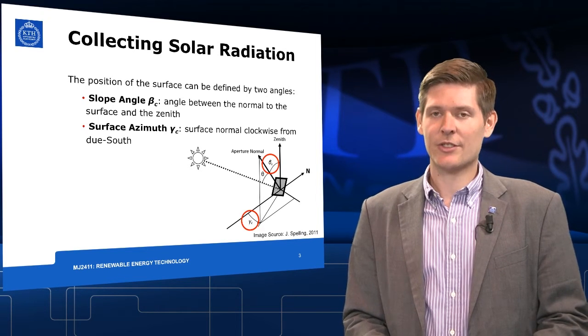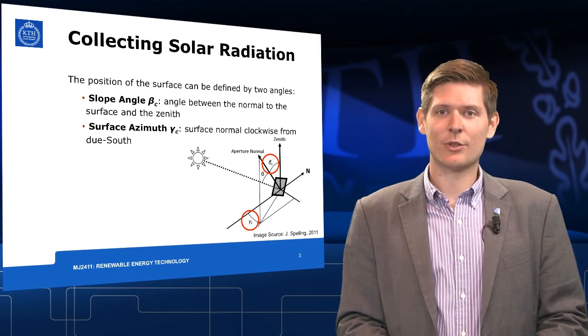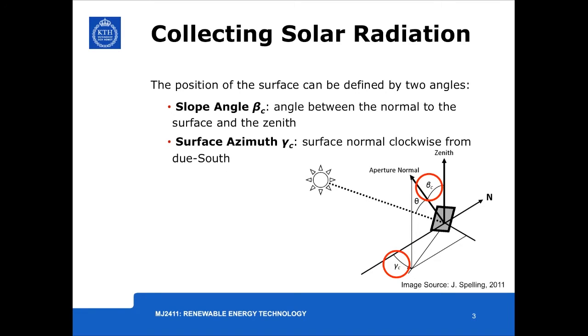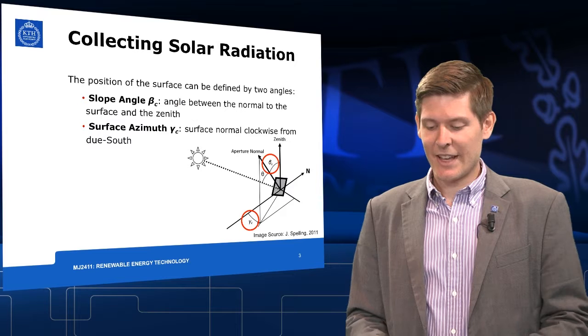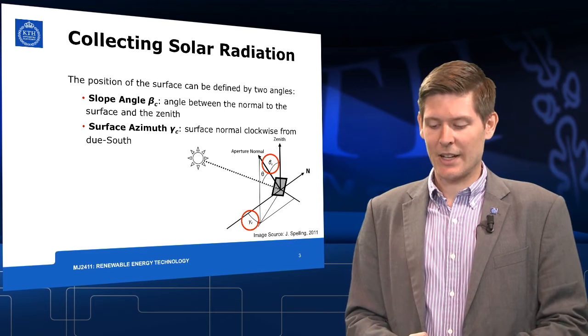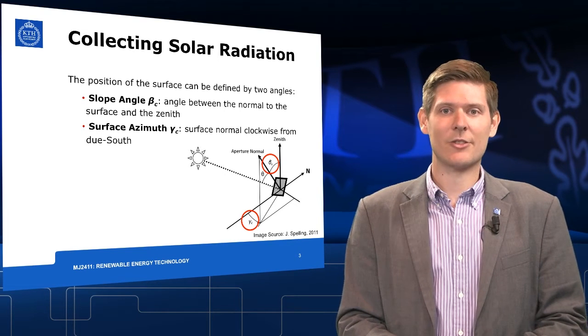The position of a surface can be described with two angles. We have the surface slope angle, which is the angle between the normal angle of the surface and the zenith. Then we have the surface azimuth angle, which is the angle between the surface normal and due south in clockwise direction.